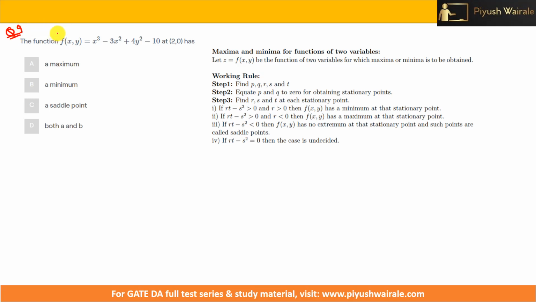Now if you observe, up till now we have discussed functions which have only one variable, that is x. Now in this case we have two variables, x and y, okay? This is the expression or equation in the form of x and y. So how to solve such a question, how to find out maxima and minima? For maxima and minima of a function of two variables, let z equals f of x comma y be a function of two variables, right? So what is the working rule here? The first step is to find out p, q, r, s and t.